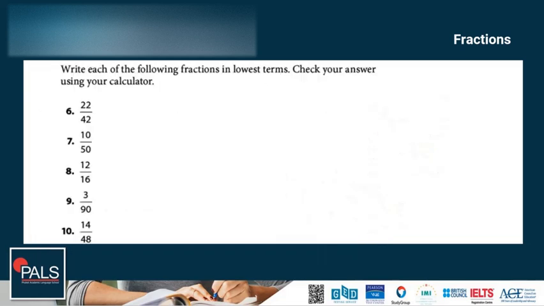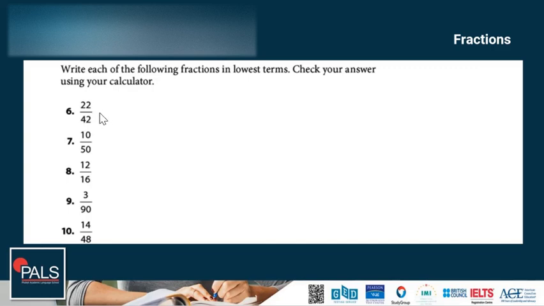Next part, write each of the following fractions in lowest terms. Check your answer using a calculator. Again, you can pause the video and try to answer questions 6 to 10. You don't need to check your answer using a calculator because when you continue the video, you will see the answer. Done? Here are the answers.